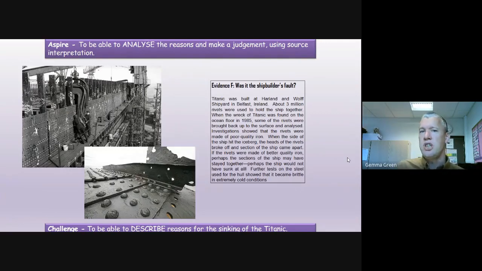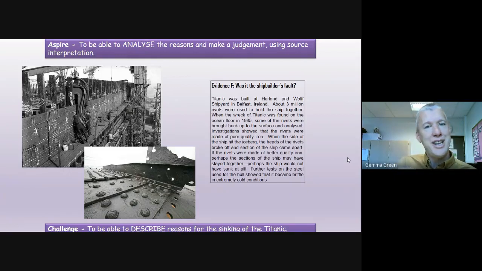So evidence F concentrates on the shipbuilders. Was it the shipbuilders' fault? So the people who actually put the ship together. Titanic was built at Harland and Wolff shipyard in Belfast, Ireland. About 3 million rivets were used to hold the ship together. Rivets are just like big screws almost that are hammered into place and hold sheets of metal together. Now what we do is we weld ships. Technology's moved on, so we would simply melt the 2 pieces of metal together to form one giant piece. Then they didn't have that technology. They used these rivets, which you can see on screen, these big screws that would push the pieces of metal together and hold it in place.